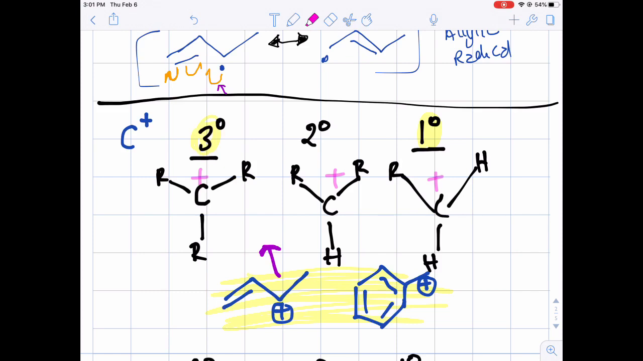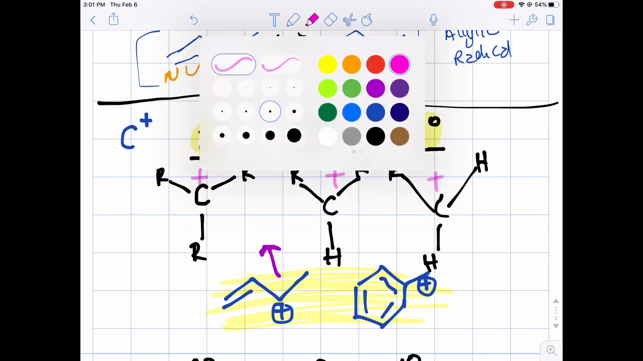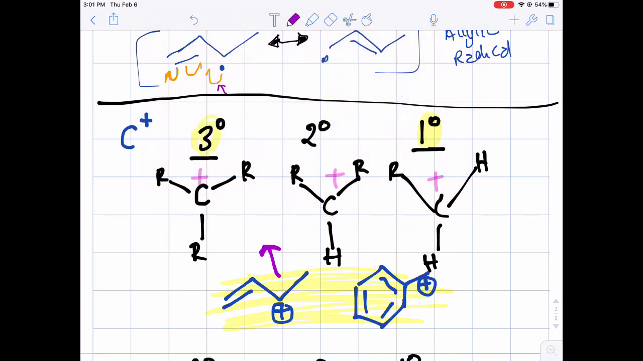So where do conjugated compounds, where do they fit in that trend? Conjugated allylic carbocation. So this is allylic and this is benzylic. Okay, so allylic and benzylic carbocations are actually going to be more stable than the primary and the secondary carbocation. However, they will be less stable than the tertiary.